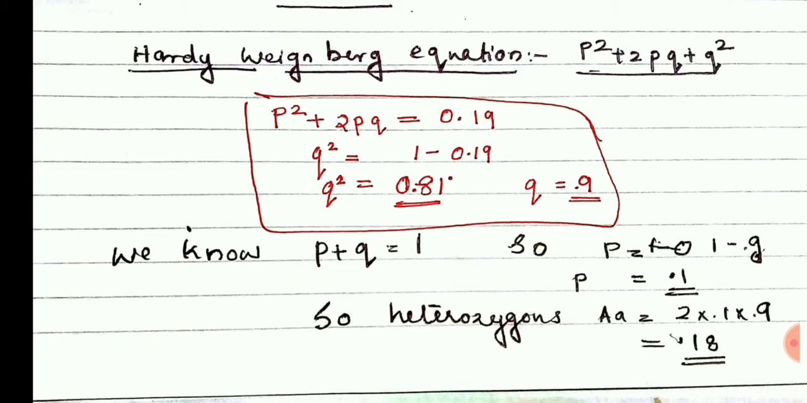0.1 is the answer. So the heterozygous is 2 into 0.1 into 0.9. We get q is equal to 0.9 and p is equal to 0.1. So heterozygous condition Aa is equal to 2pq is equal to 2 into 0.1 into 0.9 is equal to 0.18.